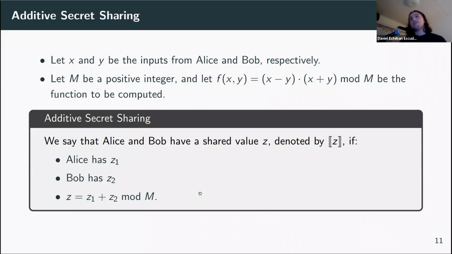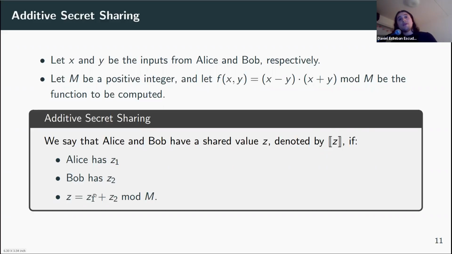The main ingredient here is something very simple that has a very fancy name, and it's called additive secret sharing. We're going to say that Alice and Bob have a shared value Z, and we denote this by these brackets of Z. This is a notation that is going to appear in the rest of the talk all the time, so it's good if you remember it.